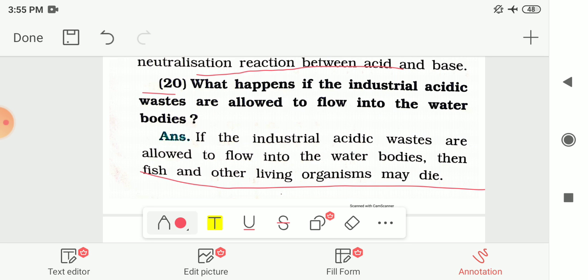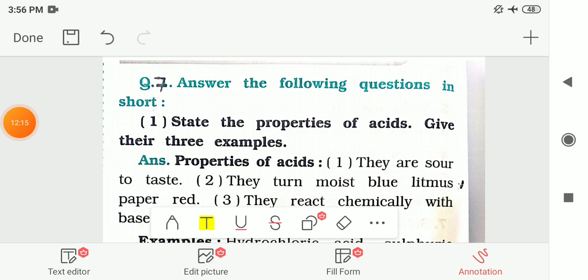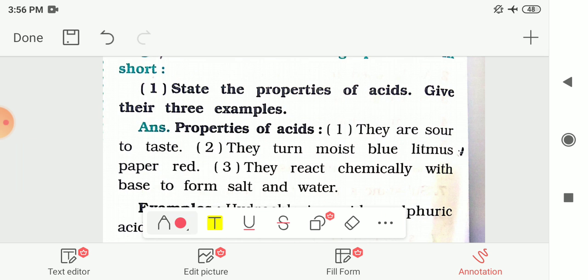So here our question number 6, that is answer the following questions in one sentence, gets over. Now next question is question number 7. Question number 7 is answer the following questions in short. In that first one is state the properties of acids and give their 3 examples. We have to write the properties of acids and also examples.